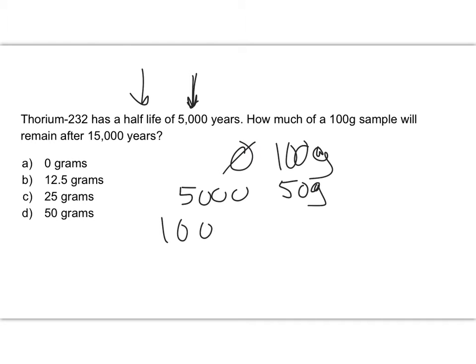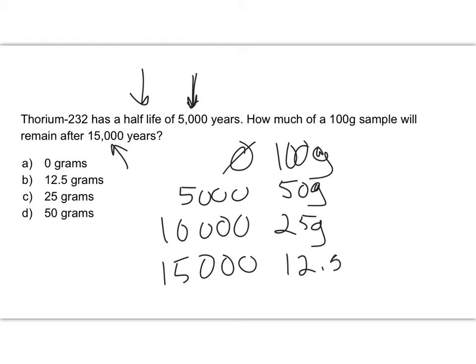At 10,000 years, which would be the next half-life cycle, we would have 25 grams, half of the 50 that we had at 5,000 years. So then we add on another 5,000 years, or one more half-life, we get to 15,000, which is where we're trying to get to. We cut the 25 in half, and we're left with 12.5 grams. So that's answer B.